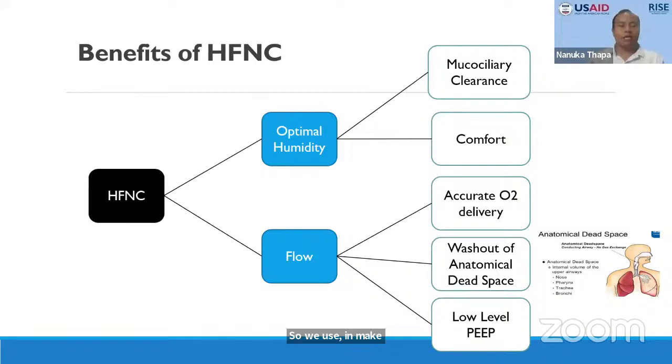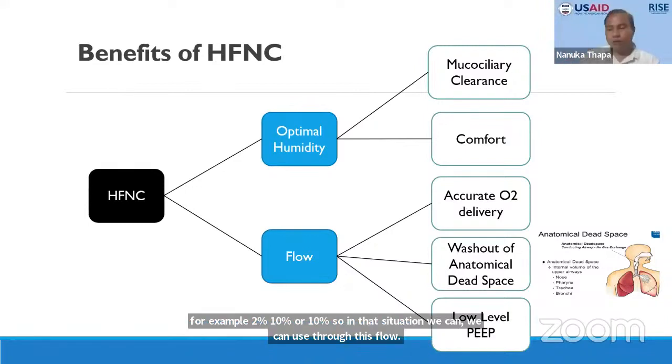All right, now regarding flow benefit, we get accurate oxygen delivery. It means if we want to titrate our oxygen therapy, for example 20%, 30%, 100%, or maybe 60%, in that situation we can use this flow. The flow meter will give us an adequate way of titrating oxygen.